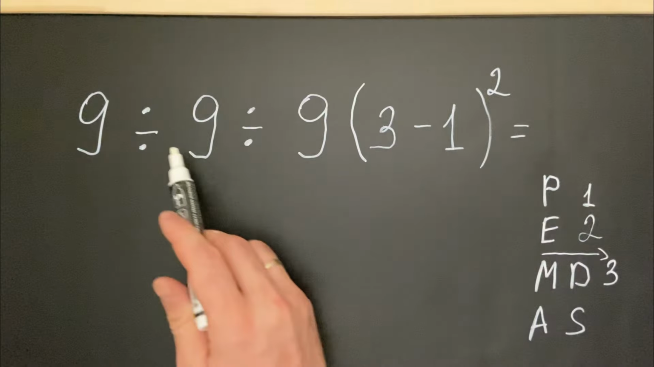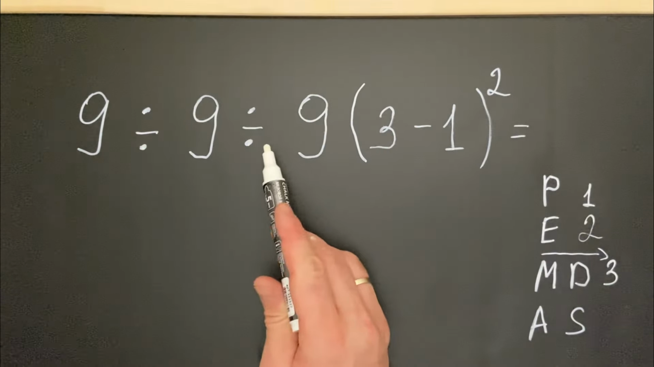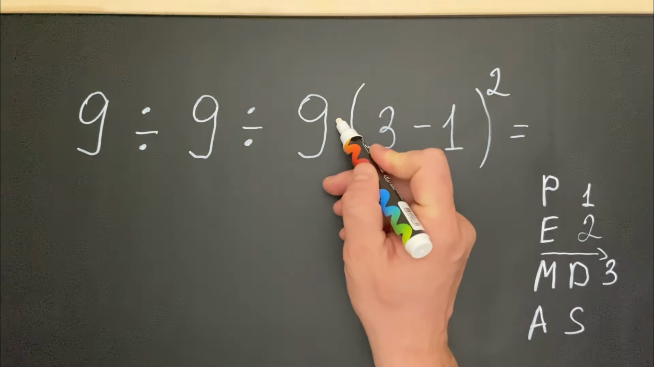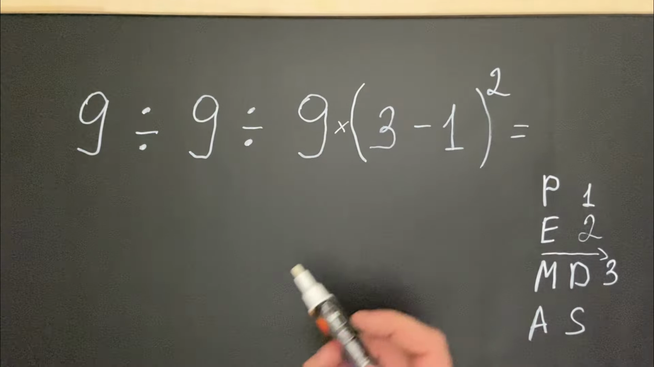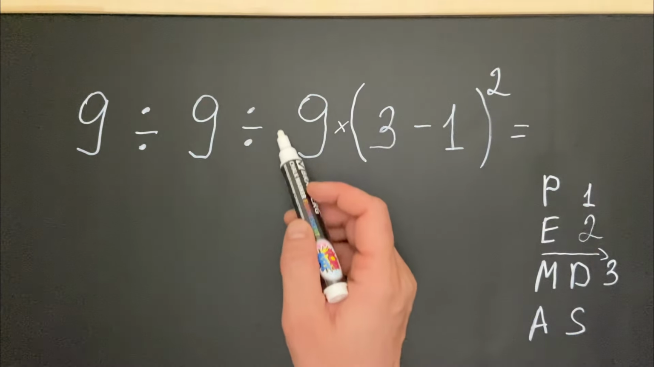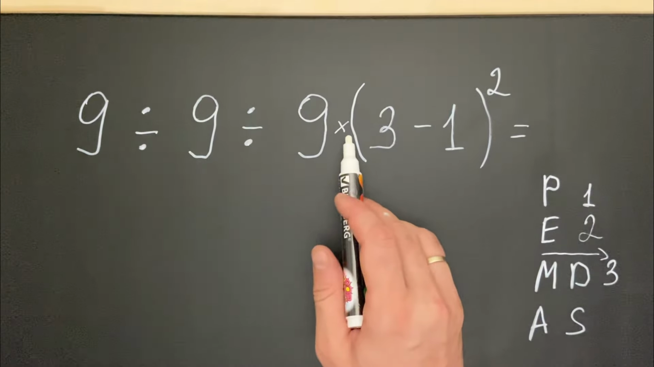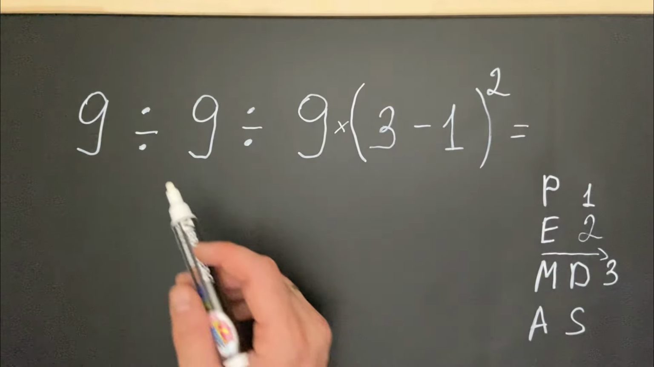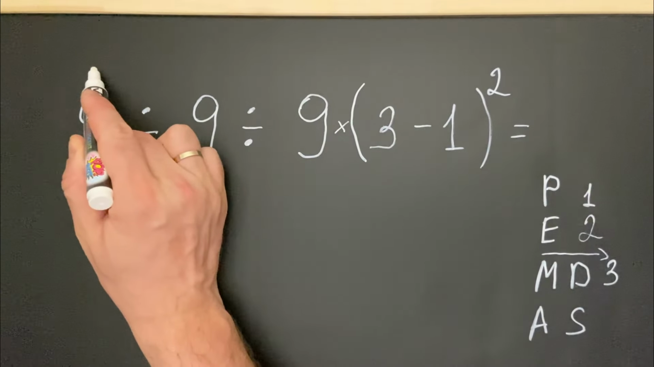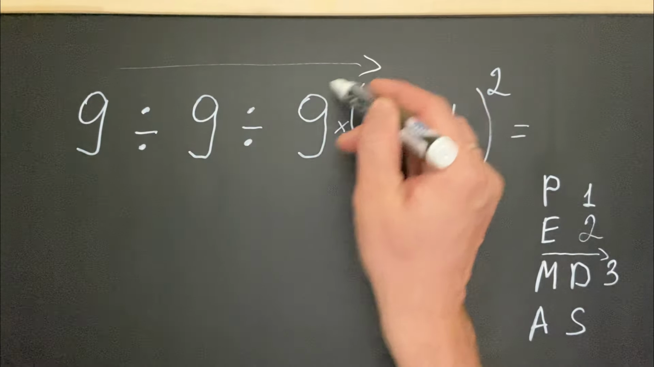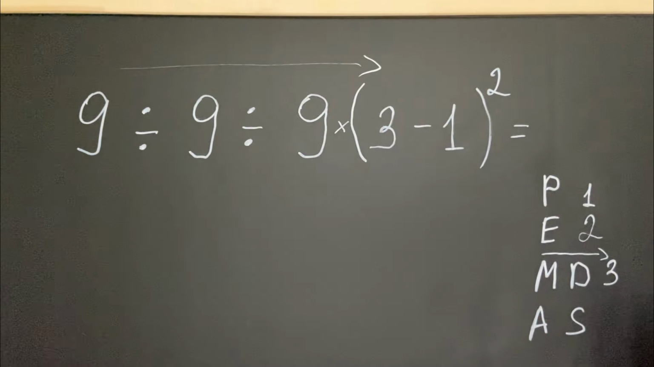What does it mean? You can see here we have division, and here we have multiplication. That means we cannot first do, for example, this division and multiplication, and then jump to this one. No, all must be done from left to right. And the last one is addition and subtraction.